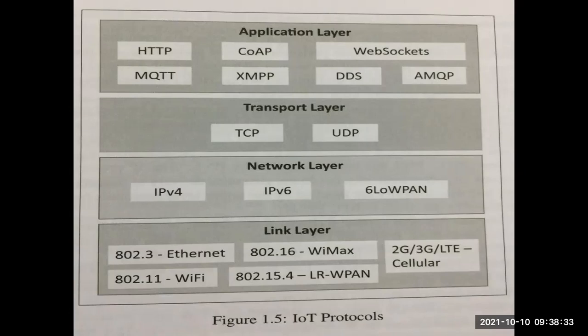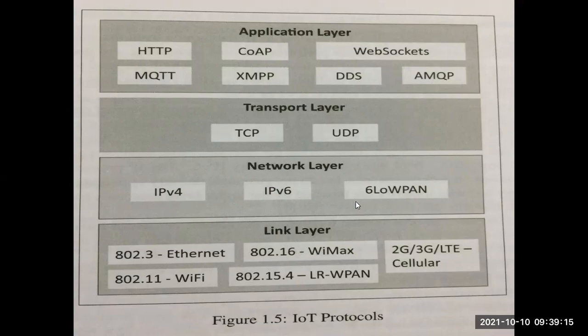LoWPAN is the low rate wireless personal area network. 802.16 is WiMAX, and 2G, 3G, LTE are cellular. These are in the link layer. In the network layer, it can be IPv4 or IPv6. IPv4 has a 32-bit address width, and IPv6, Internet Protocol version 6, has a 128-bit address width. That is the basic difference between IPv4 and IPv6: the address has been increased from 32-bit to 128-bit.